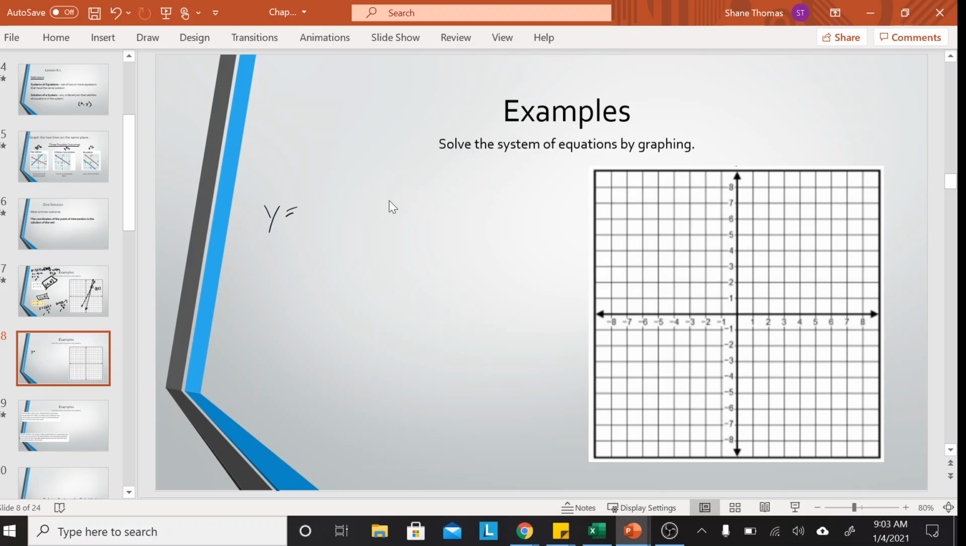So let's go y equals negative 1/2 x plus 2, and y equals 1/2 x plus 6. Try that guy. All right.